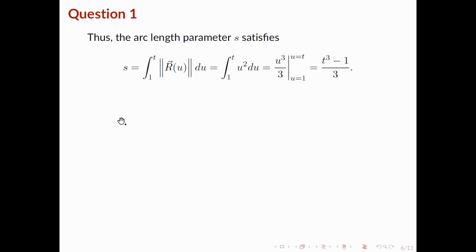Now we solve for t in terms of s. This is a straightforward manipulation. You can multiply by 3, add 1, and then take the cube root.